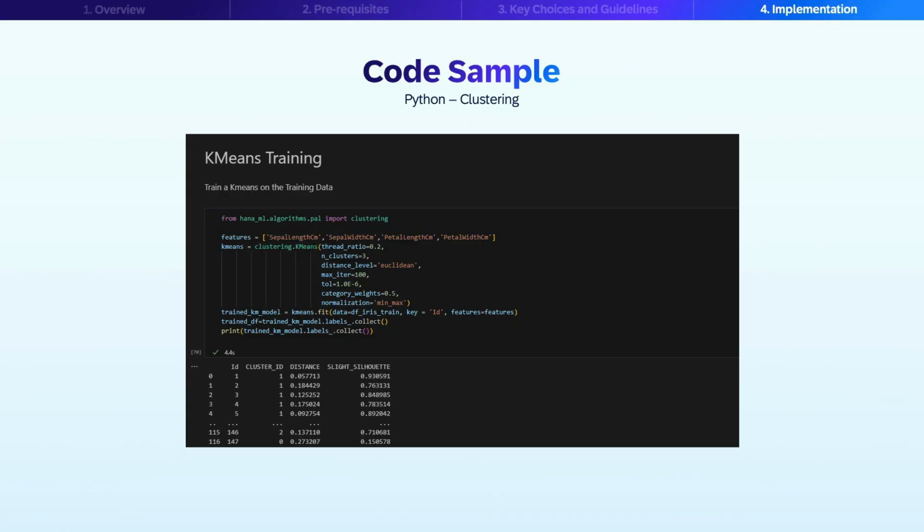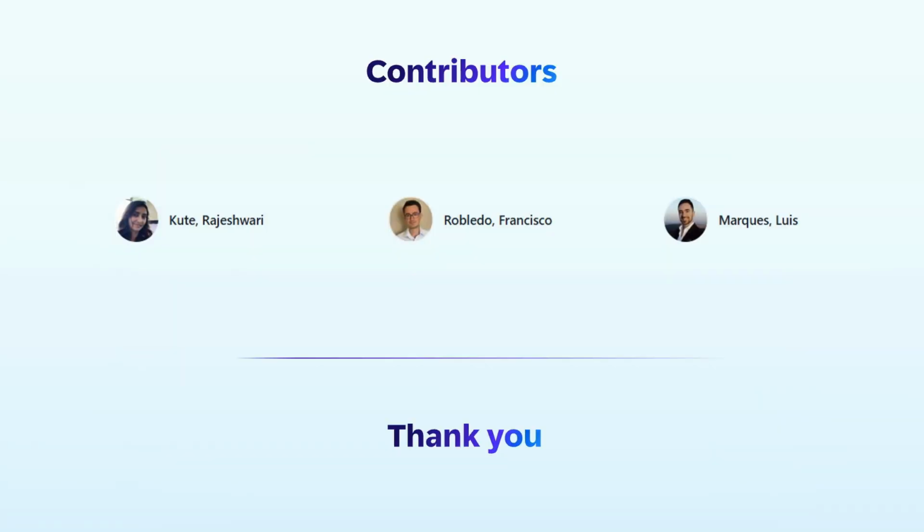This Python example demonstrates implementing clustering. In particular, this example uses the k-means algorithm. This implementation showcases how quickly you can implement clustering with minimal code through SAP HANA ML. This best practice guide reflects the collective expertise of data science and analytics specialists from across SAP, bringing together insights to support your clustering tasks.